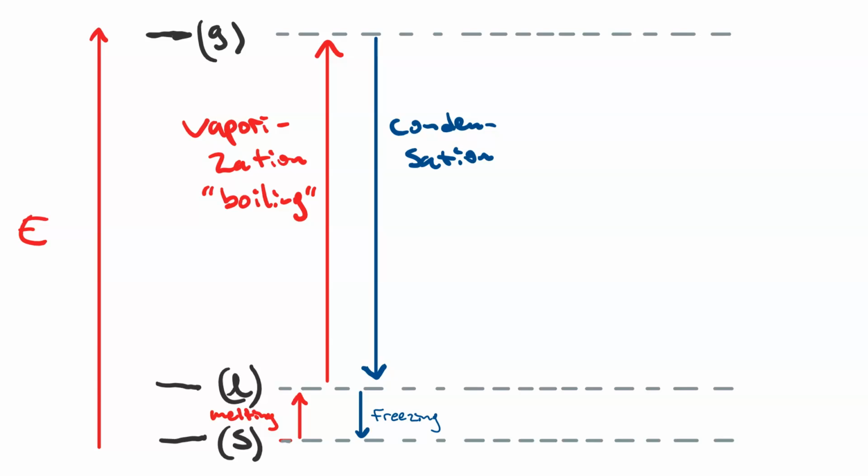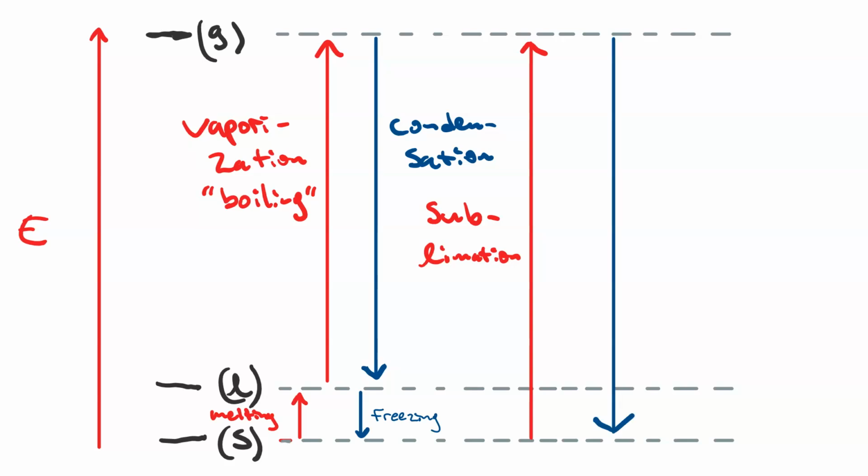Again, the red arrows are pointing up for when energy is gained, and the blue arrows are pointing down for when energy is lost. If you go all the way from a solid to a gas, that's called sublimation. So that's the biggest red arrow we'll see on our whole diagram. What about when you go all the way from a gas to a solid? That's represented by this blue arrow here, and we call that deposition.